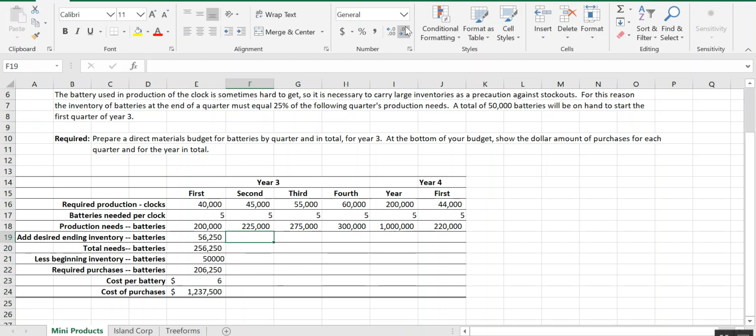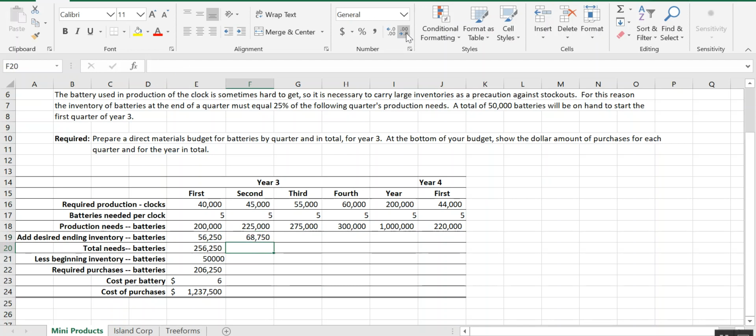1,237,500. We apply the same steps to the second quarter, and that means that we have a desired ending inventory in the second quarter of 68,750.